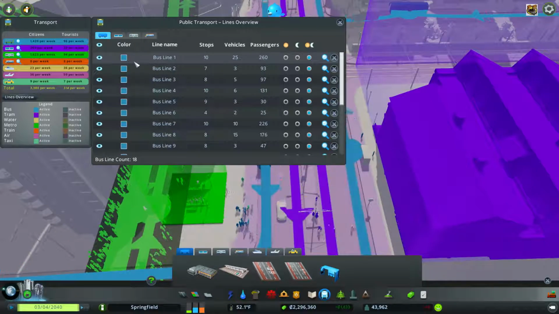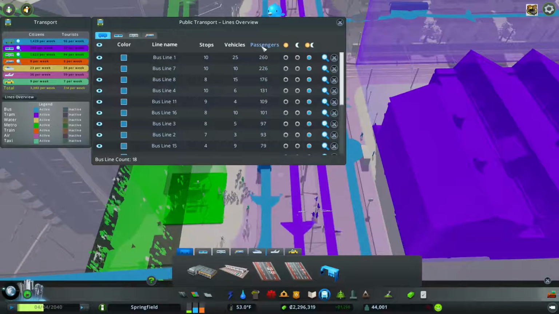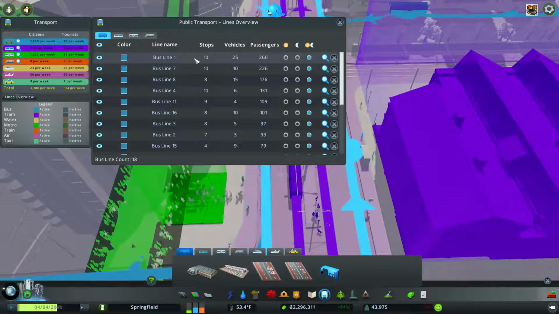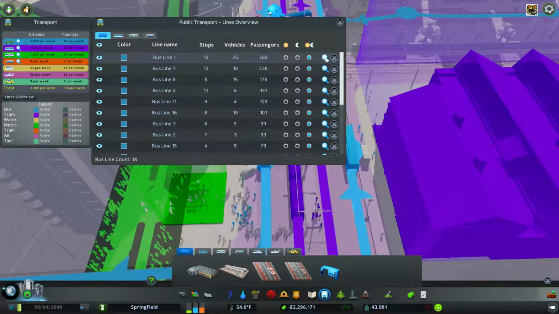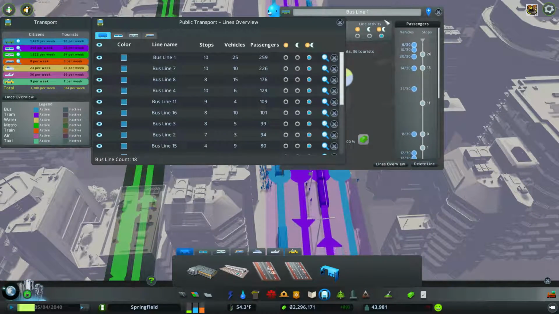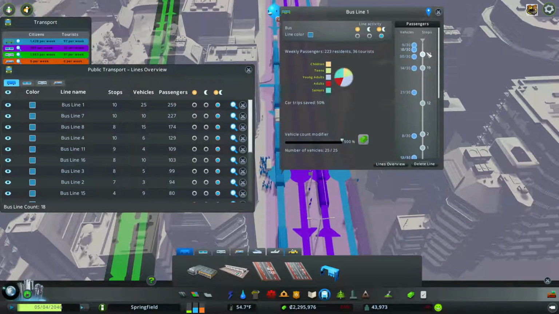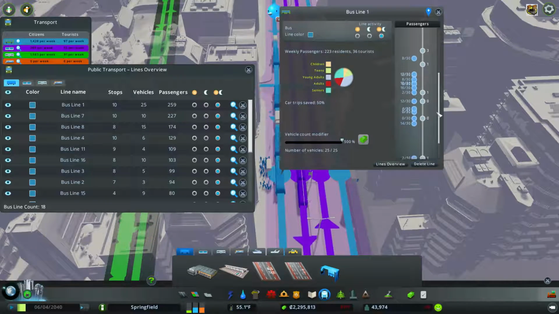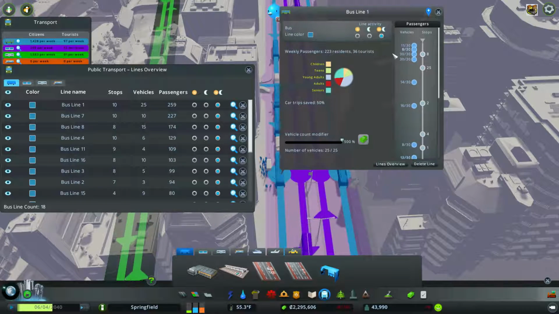So what we'll do is hit passengers so we can sort by the number of passengers. Bus line 1 has the most passengers. Now if we click on the magnifying glass for that, it shows us here all of the stops and how many people are waiting at those stops. And then on the left, these are the buses.